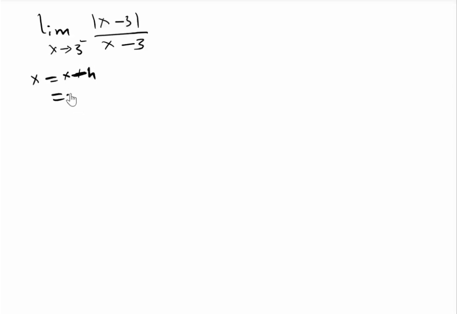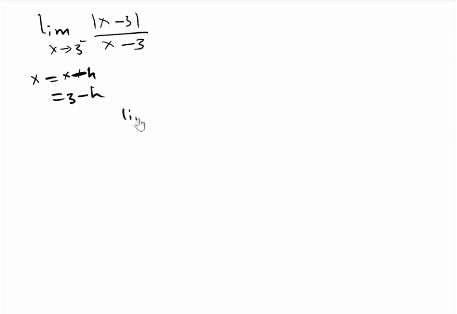If we choose to approach from the left hand side, we have the limit as x tends to 3 of the magnitude of x minus 3 divided by x minus 3. In this case, we assume our x to be equal to 3 minus h.